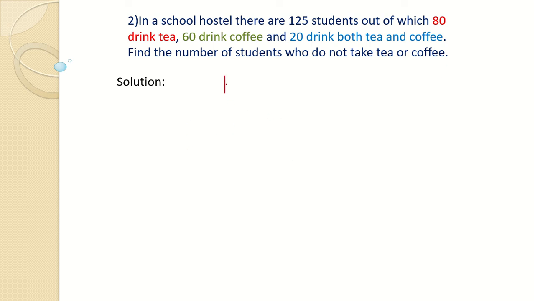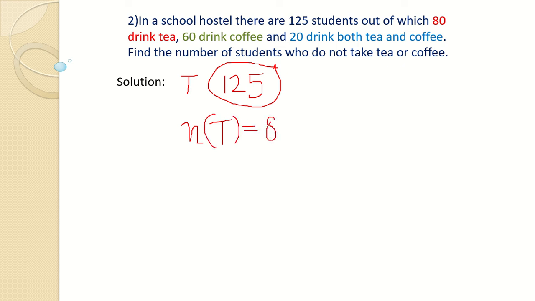Now there is a hostel. In total, there are 125 students. In that hostel, total 125 students are there, out of which 80 drink tea. So I will denote that as N of T is 80. Then 60 drink coffee. So N of C is equal to 60.